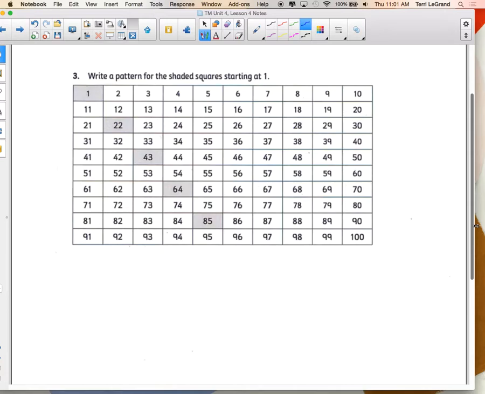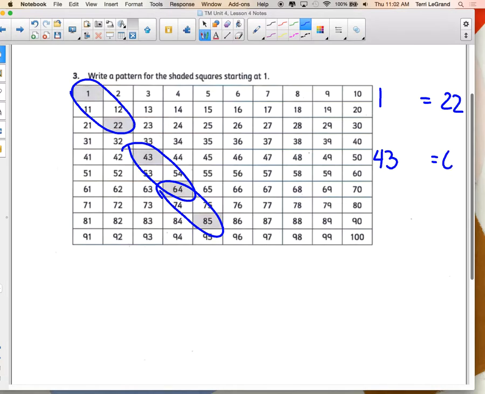I see only 1, 2, 3, 4, 5 shaded numbers this time. I want you to come up with 3 combinations to work with. Okay? What do you have to do to the shaded number to get the next shaded number?